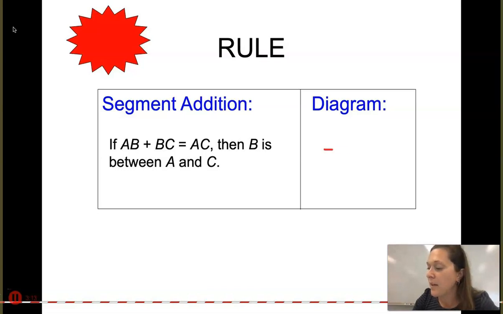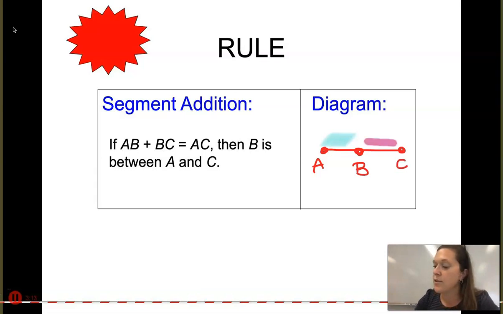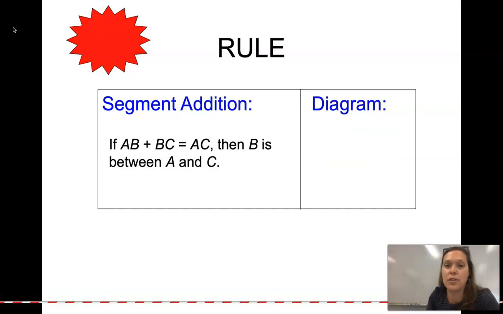If we have our line segment, the distance from A to B plus the distance from B to C should equal the whole entire length. If this was 2 and this was 3, then the whole entire thing would be 5, so A to C's length would be 5. This only works when B is directly in between, not necessarily in the middle, but in between points A and C on the same number line. So that's your segment addition postulate.